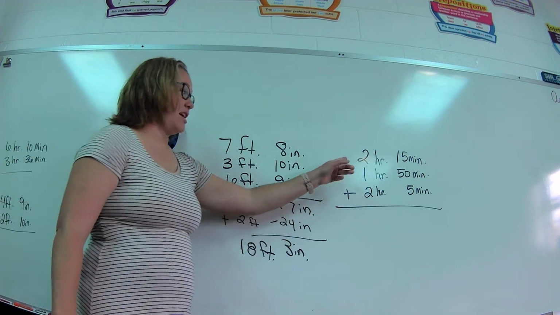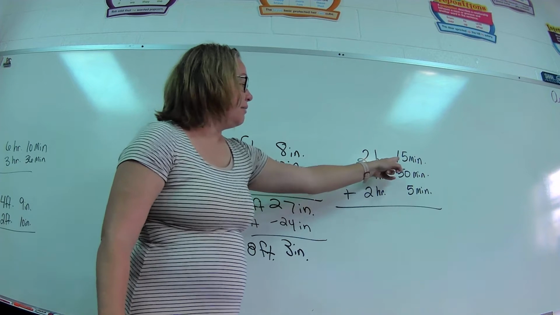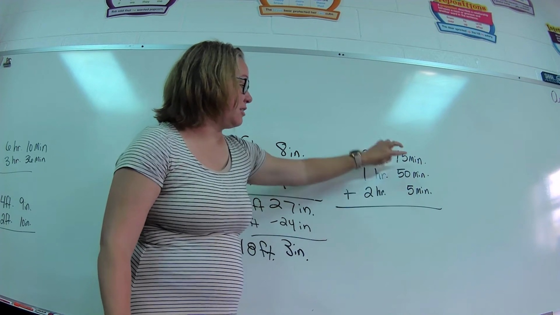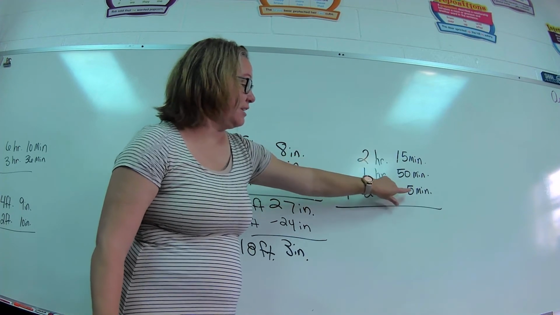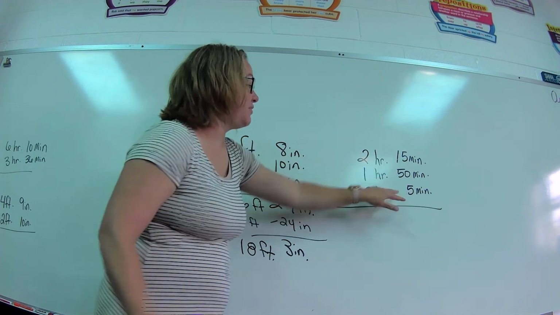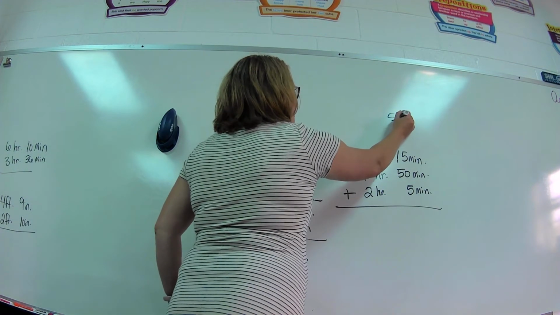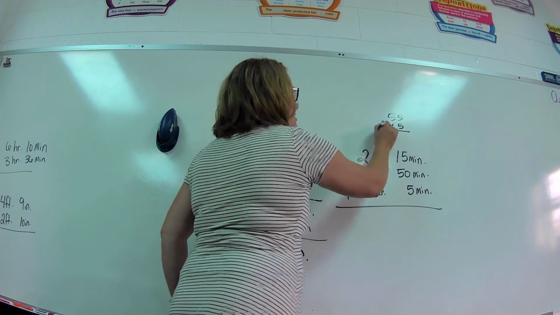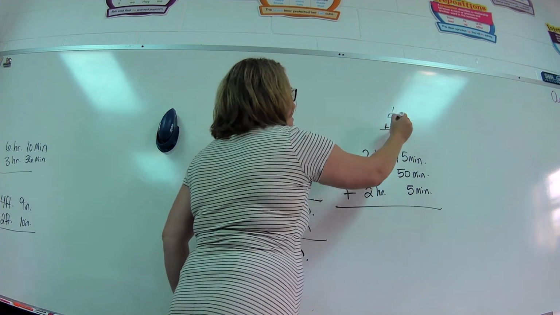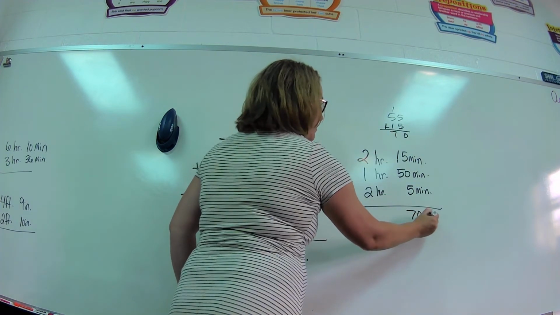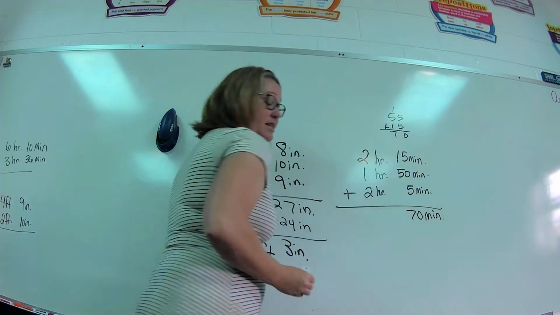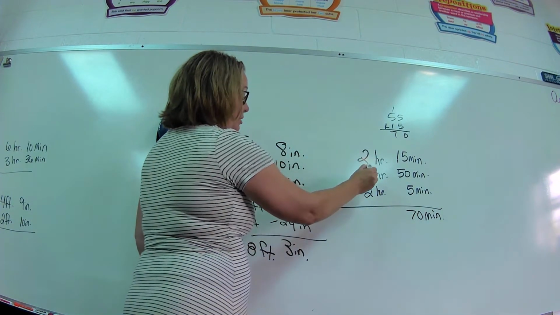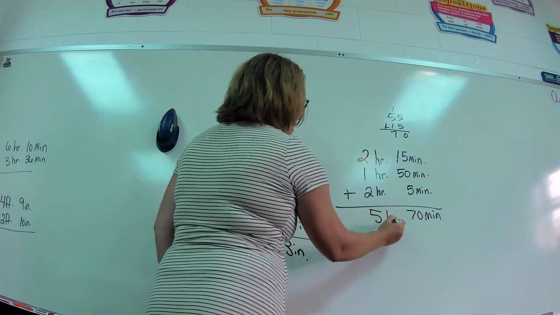All right, let's try hours and minutes. Minutes, minutes, minutes. So here you have 15, 50, and 55. So there's 55 plus 15. That gives you 10, 6, 7. This gives me 70 minutes. I have to add 2 plus 1 plus 2 gives you 5 hours.